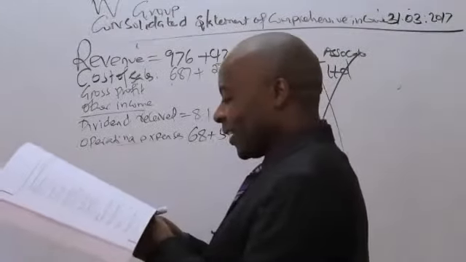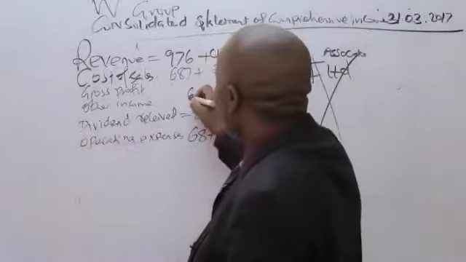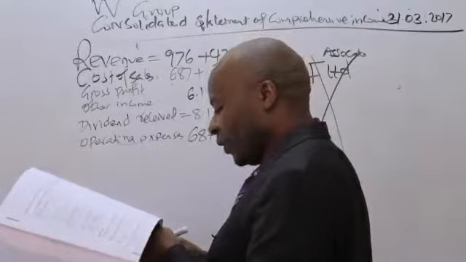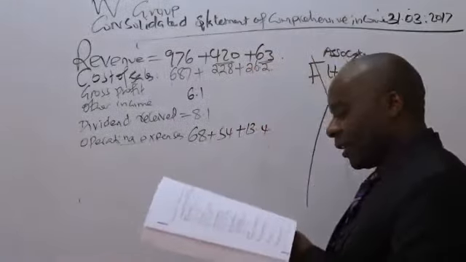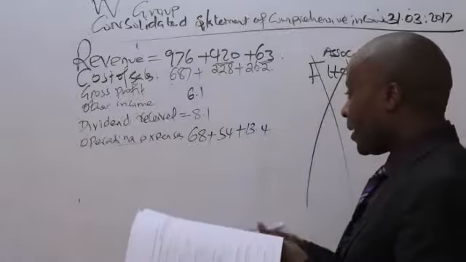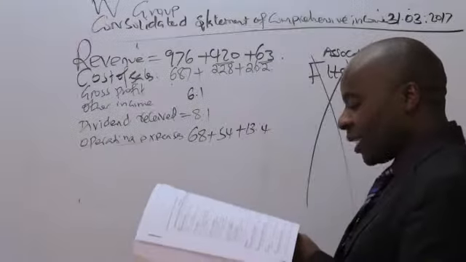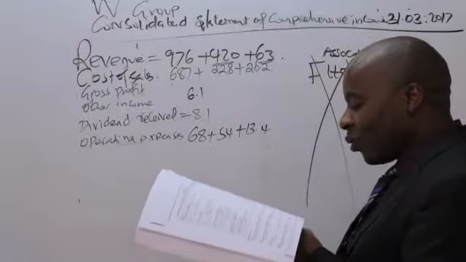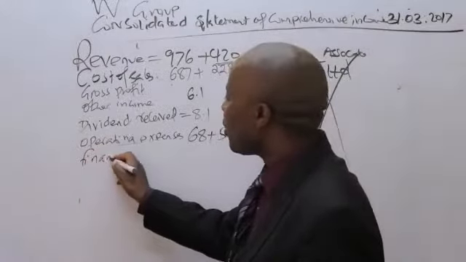So I'm being told that the other income is 6.1. And then we have dividend received 8.1. In most cases, dividend received will be falling under other income. Maybe a typing error, but let's just go on with it. So we have operating expenses like that. From there, we go to the next thing, which is finance cost. So finance cost, what do we have there?